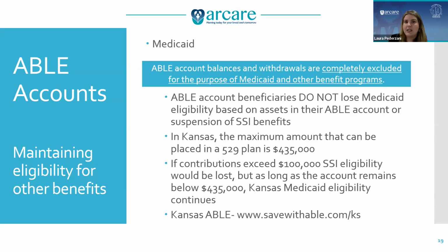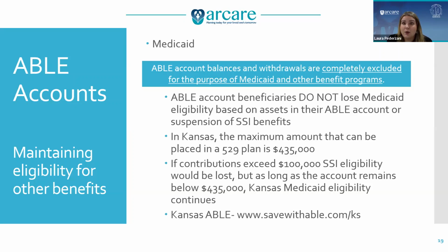So in Kansas, the maximum amount that can be placed in a 529 plan, which is what an ABLE account falls under, is $435,000. So if contributions exceed $100,000, SSI eligibility would be lost. But as long as the account remains below that $435,000, that's specific for Kansas, Medicaid eligibility will continue.